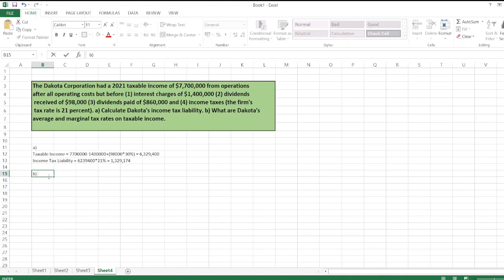Now we calculate average tax rate. So average tax rate and marginal tax rate both will be 21% here. Average tax rate and marginal tax rate will be 21% because there is only one tax rate in this question. So the average tax rate and marginal tax rate both will be 21%.